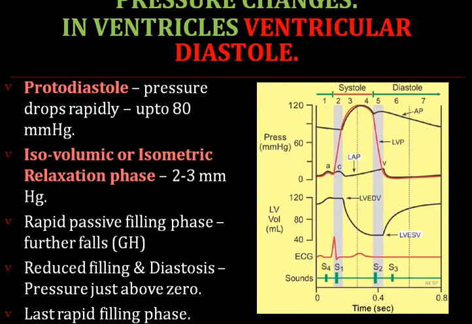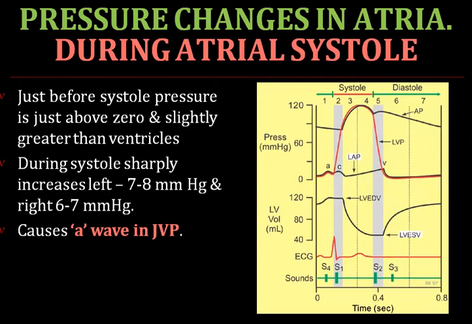Ventricular diastole: in protodiastole, the pressure drops rapidly up to 80 mm of Hg. In the isovolumic or isometric relaxation phase, it is 2 to 3 mm of Hg. In the rapid passive filling phase, the pressure falls further, and filling is reduced in diastasis, with pressure just above zero. In the last rapid filling phase, during atrial systole, just before systole, pressure is just above zero and slightly greater than the ventricles. During systole, it sharply increases: left 7 to 8 mm of Hg and right 6 to 7 mm of Hg, which causes the a wave in JVP.